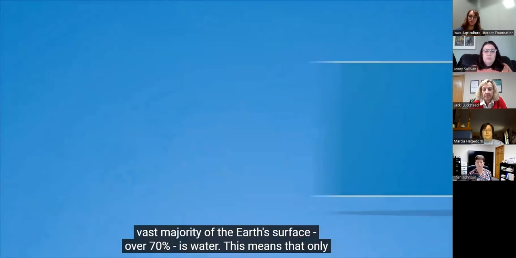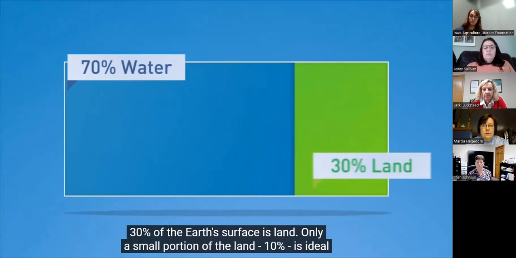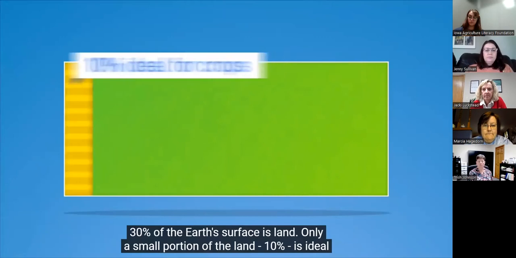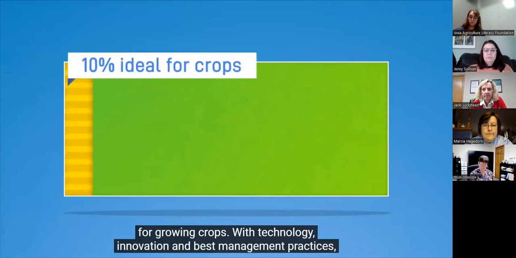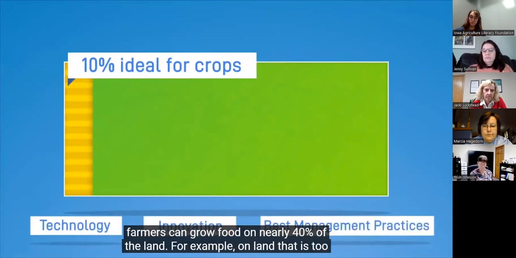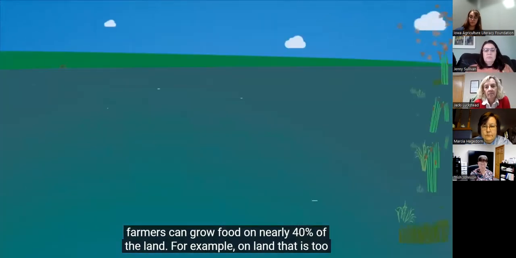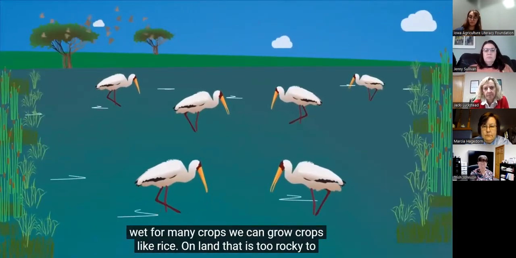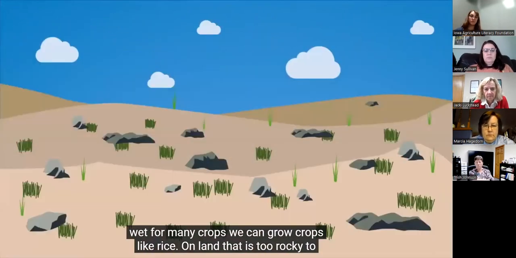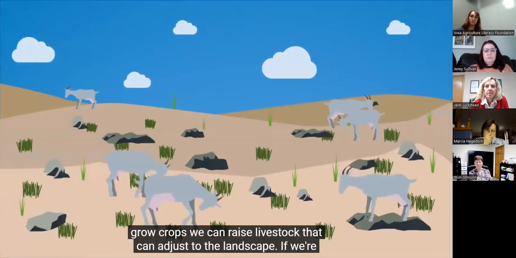The vast majority of the Earth's surface, over 70%, is water. This means that only 30% of the Earth's surface is land. Only a small portion of the land, 10%, is ideal for growing crops. With technology, innovation, and best management practices, farmers can grow food on nearly 40% of the land. For example, on land that is too wet for many crops, we can grow crops like rice. On land that is too rocky to grow crops, we can raise livestock that can adjust to the landscape.